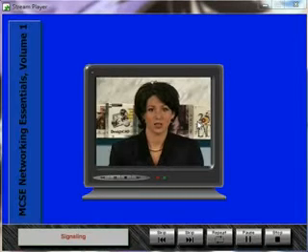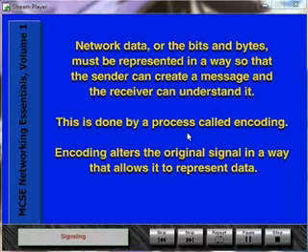The third topic that the physical layer is involved with is called signaling. Signaling is the way network data is transmitted across the medium. Signaling involves using electrical energy for communication. Network data, or the bits and bytes, must be represented in a way so that the sender can create a message and the receiver can understand it. This is done by a process called encoding. Encoding alters the original signal in a way that allows it to represent data.